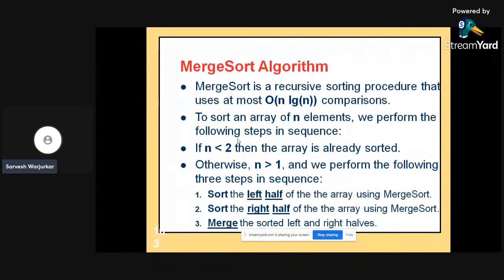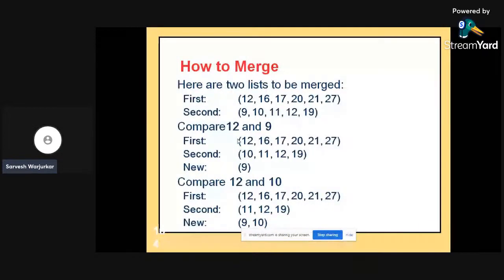Merge sort is a technique based on the divide and conquer technique. We know that the worst case time complexity is n log n, and it is one of the most respected algorithms in sorting. Merge sort divides the array into two equal halves and then combines them in a sorted manner. To understand, suppose we are given a list like this: 12, 16, 17, 20, 21, and 27.